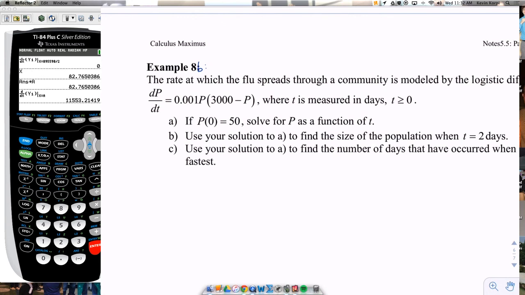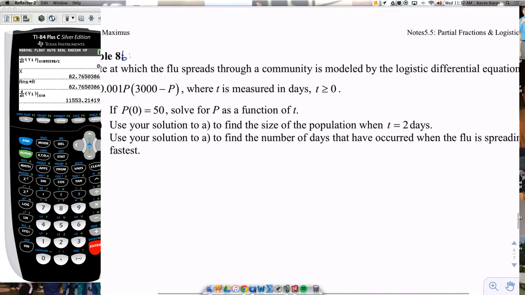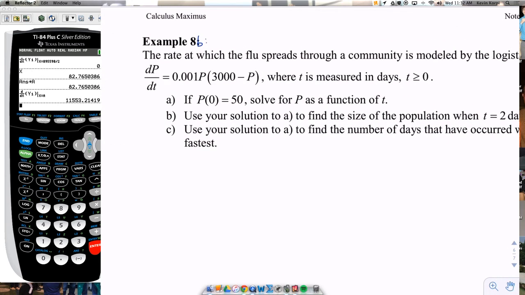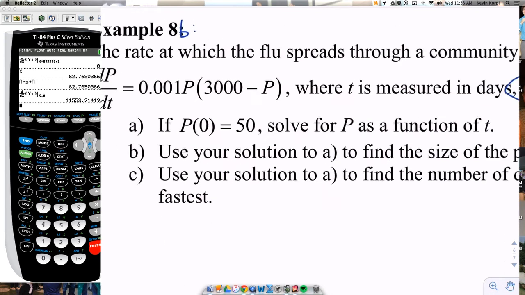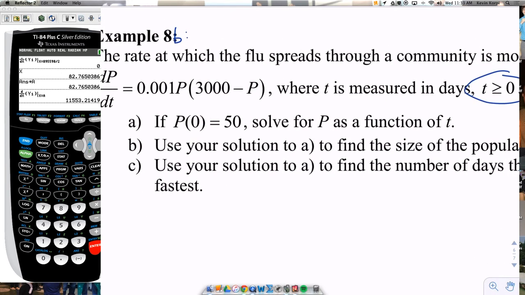The rate at which the flu spreads through a community is modeled by the logistic differential equation, where t is measured in days. So we had swine flu '09 here on campus, and I wrote a logistic equation that year for the swine flu. Communicable diseases do spread according to logistic growth. So this one is actually written in a nice format. It's already in the format we prefer. It says if P of 0 equals 50, solve for P as a function of t.